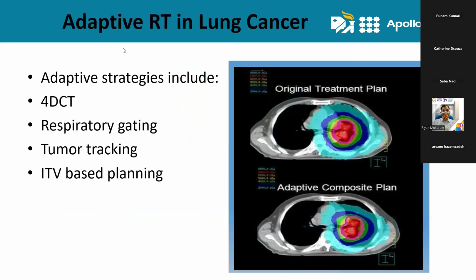Adaptive radiotherapy in lung cancer. Lung tumors represent a unique challenge because they move with respiration. Adaptive strategies include 4DCT, respiratory gating, tumor tracking, as well as IPV-based planning. These techniques improve dose accuracy and reduce irradiation of the healthy lung.